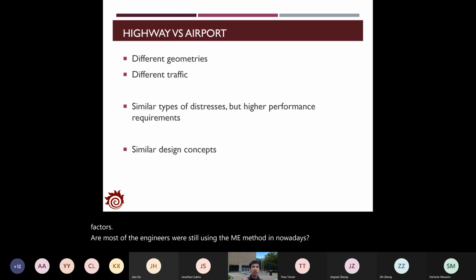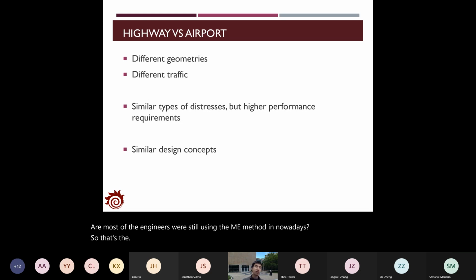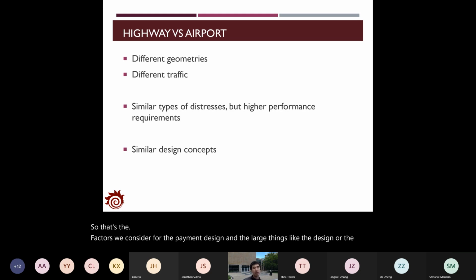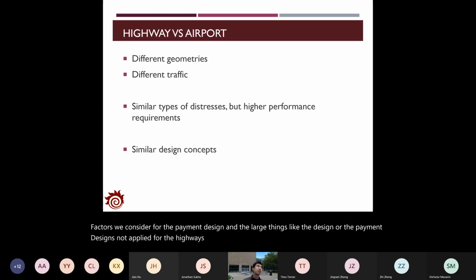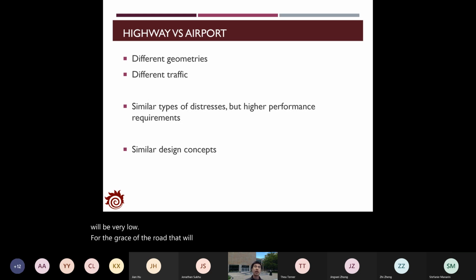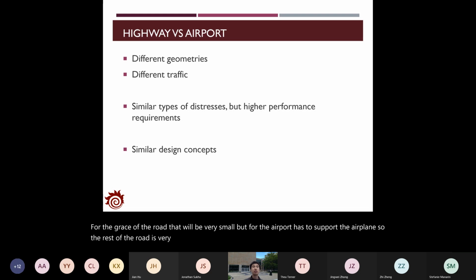So those are the factors we have to consider for pavement design. The last thing is that pavement design is not only applied to highways. It is also one important issue for airport design. But for highways and airports, there are some clear differences. First of all, the geometries of highways and airports are very different. Usually a highway is very long, but the width of the road is very small. But an airport has to support airplanes, so the width of the pavement is very large, and it is only located in a small area.